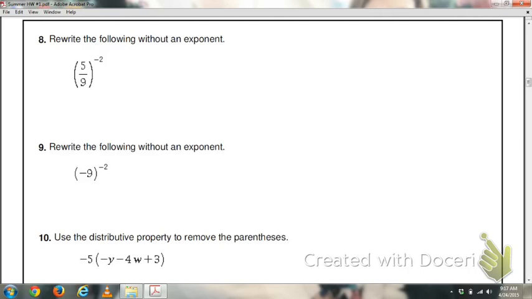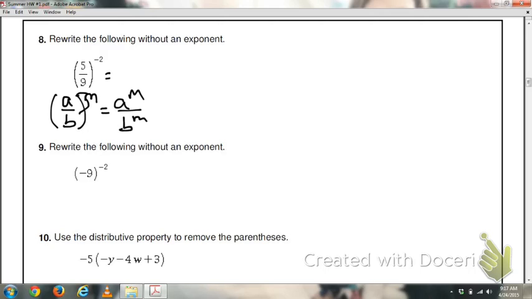Okay, picking up with number 8. Here it's kind of interesting. It says rewrite the following without an exponent. So that means we have to somehow apply this exponent of -2. There's a key, and it's called the power of a quotient. If I have a quotient a over b raised to some power, let's call it m, basically I need to raise the numerator to the m power and the denominator to the m power. So I have a to the m over b to the m.